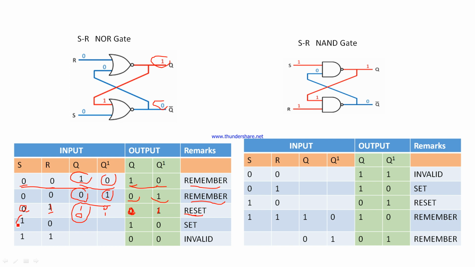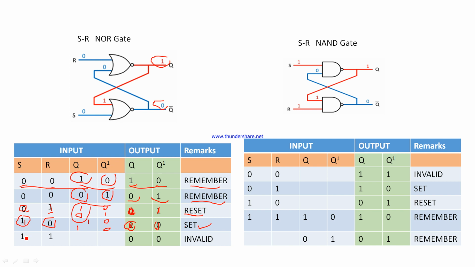Now another possibility, let's say S is 1 and R is 0. Now we have to assume Q is 1. If we assume Q is 1 and Q dash will be 0, then we'll see that the output Q is always 1 and Q dash will be 0. And this state we call the set state. Now again, if we put S1 and R0, if we put Q 0 and Q dash 1, we'll see that we always get Q as 1. We call that the set state.